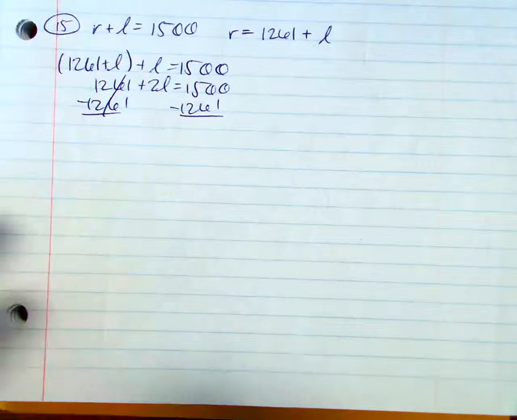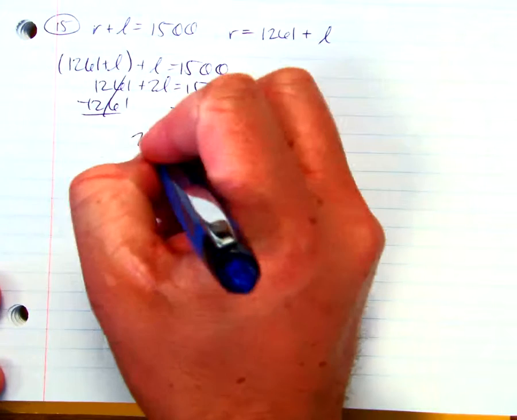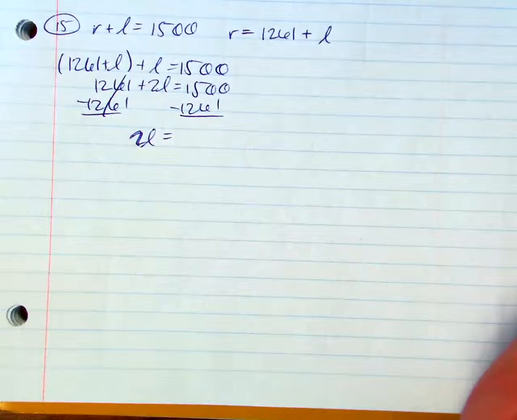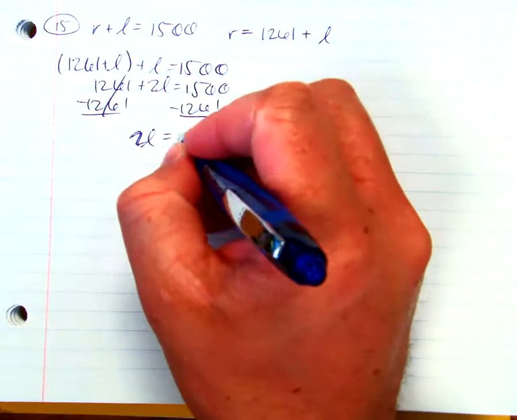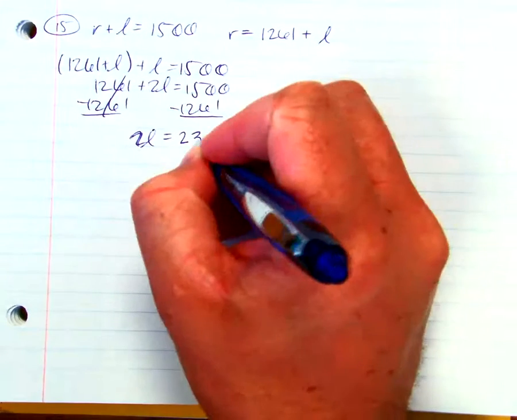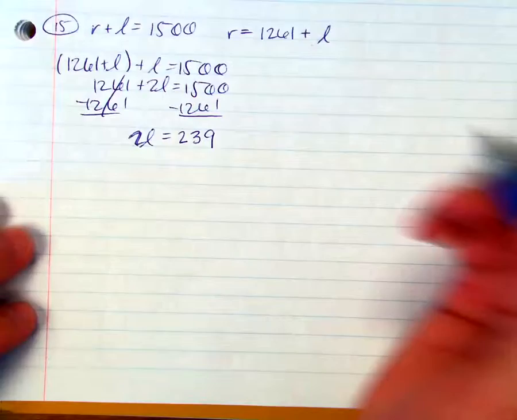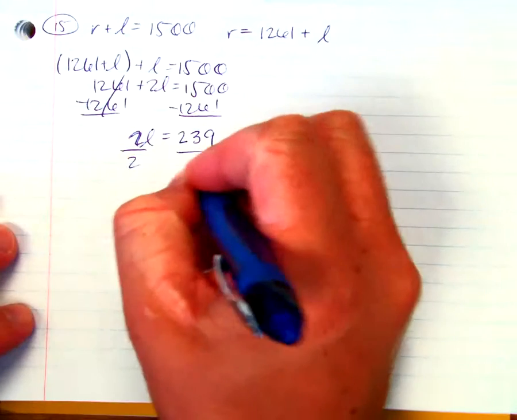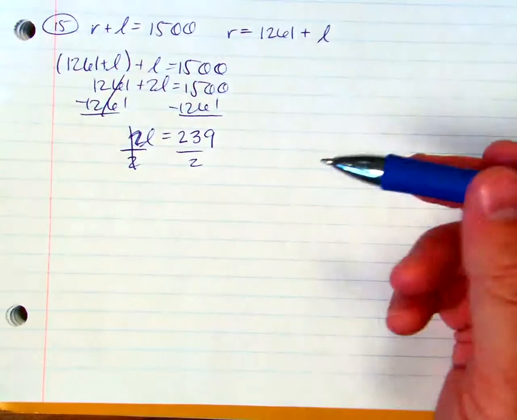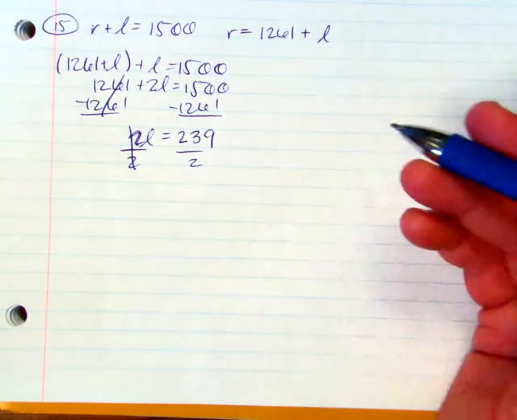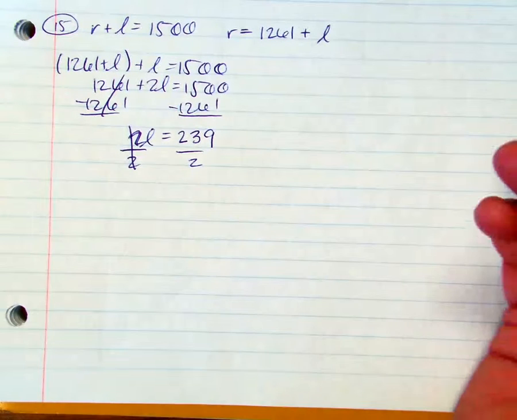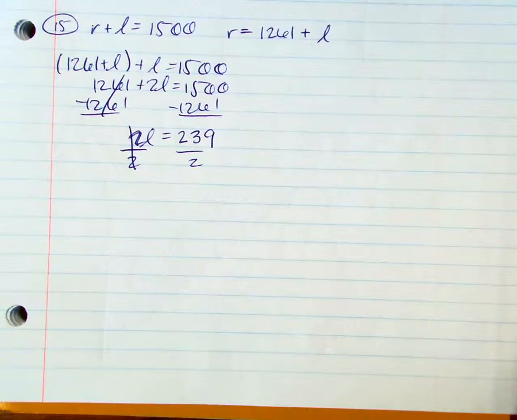and I end up with 2L equals, that would be 239. Is that right? Yeah. So I end up with 239. Divide that by 2, and we notice right away 239 is not an even number. If I divide by 2, it's not going to be a whole number. Normally you say, okay, no big deal, whatever, it's a fraction.